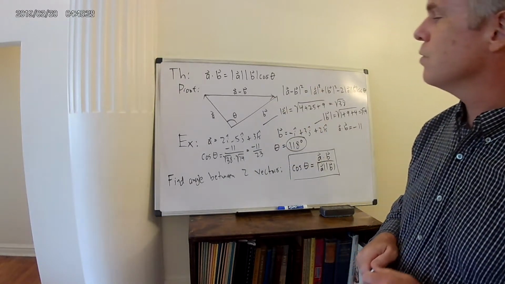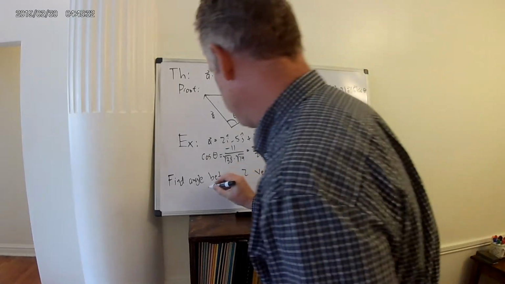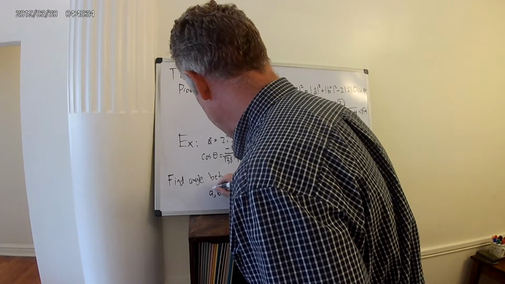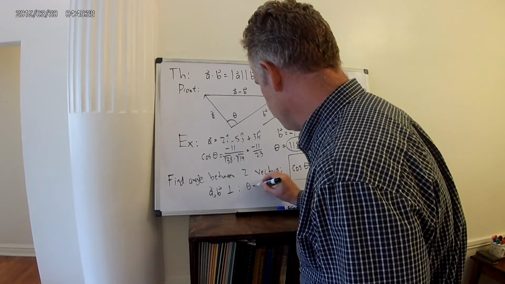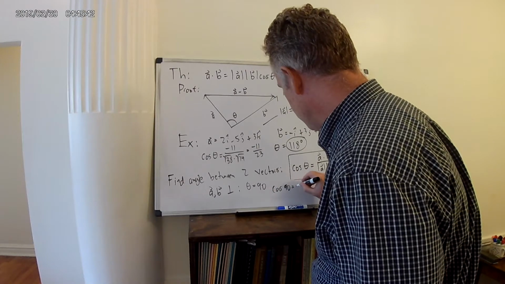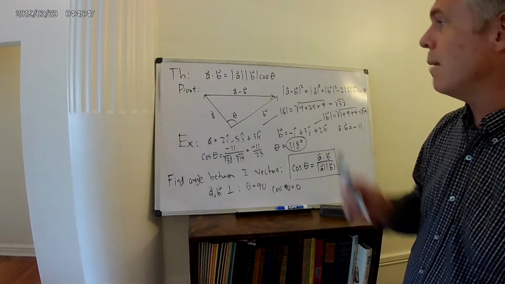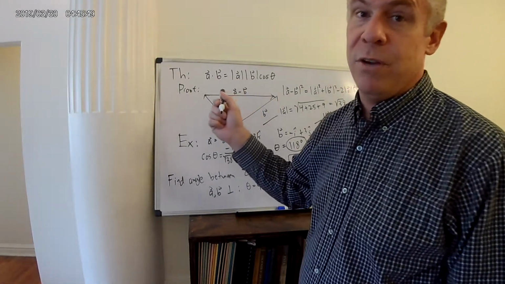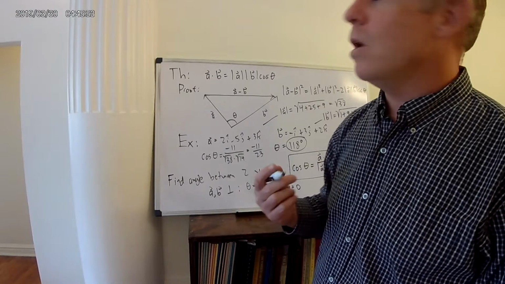What if two vectors are perpendicular? So let's suppose A and B are perpendicular. Well, if they're perpendicular, theta equals 90 degrees, and cosine of 90 equals 0. So if you have two perpendicular vectors, and this is an important property to note, the dot product is 0. Or in other words, if you take the dot product of two vectors and you get 0, you know those two vectors are perpendicular.